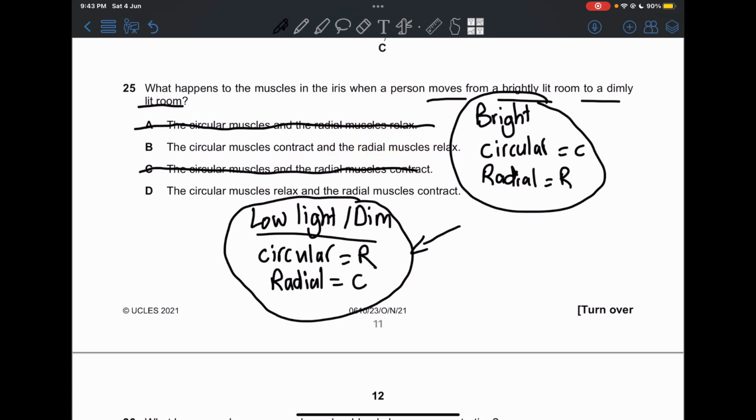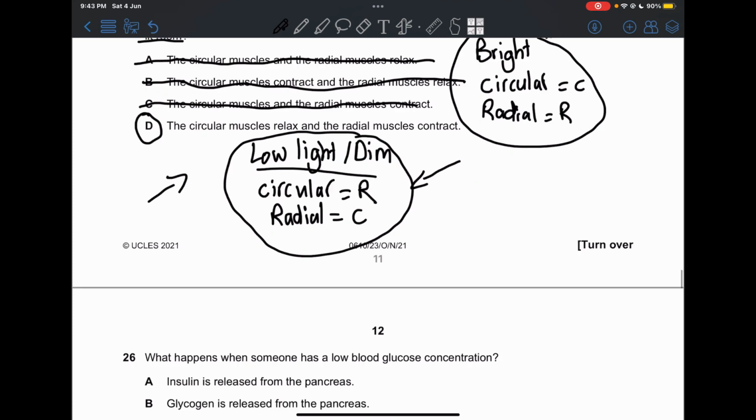So over here, we're going to be choosing between B and D. Now, B is the option for the bright light, so this is not going to be the answer. D, the circular muscles relax and radial muscles contract. Well, this is exactly what is written in the low light box that I have said over here. So the answer is going to be D.